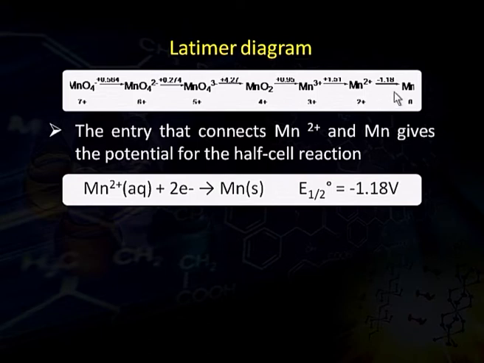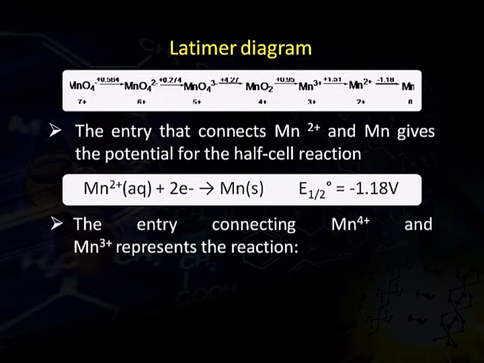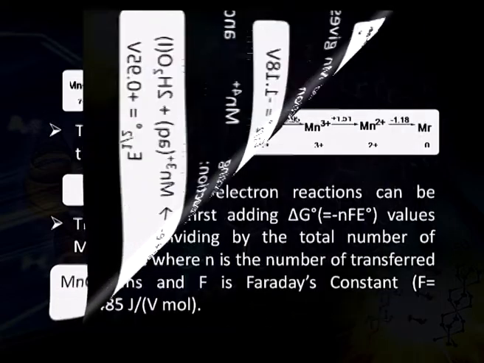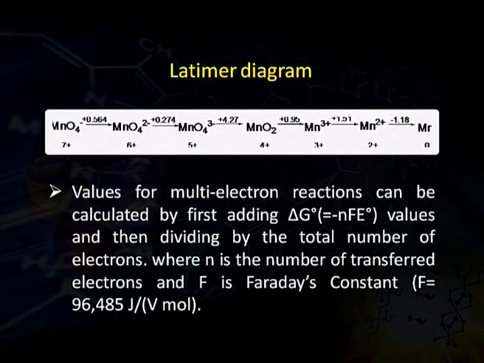The half cell value is 1.18 volt with a negative sign. The entry connecting Mn4 plus and Mn3 plus represents the reaction like this, having the value 0.95. The values for multi-electron reaction can be calculated by first adding delta G naught equal to minus NFE values and then dividing by the total number of electrons.